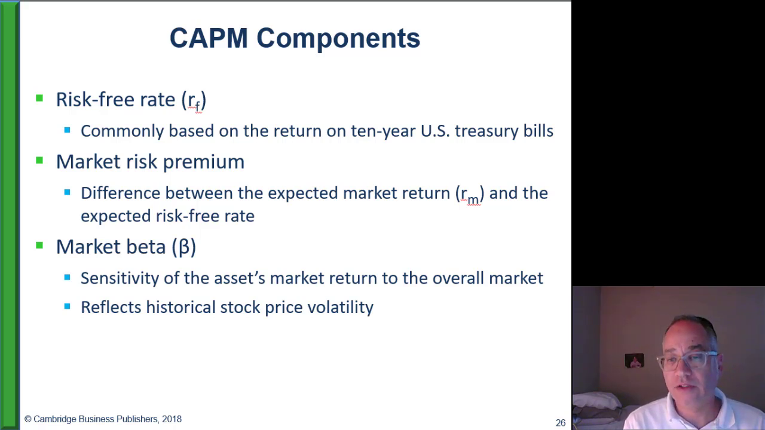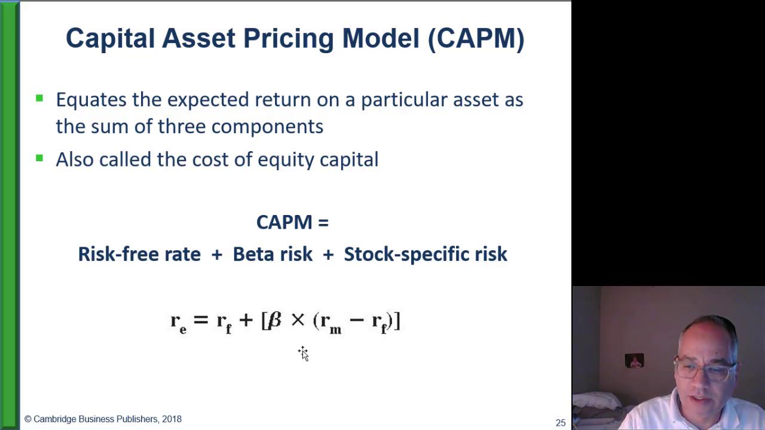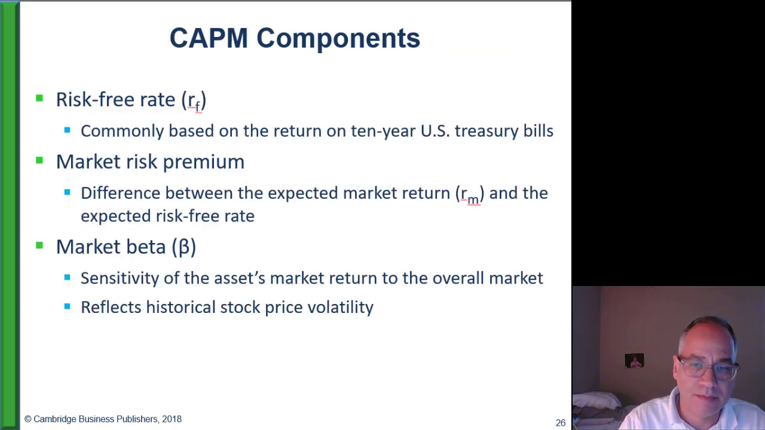The risk-free rate is usually based on 10-year U.S. Treasury bills, because that's as safe an investment as you could possibly get. So whatever return investors are pricing into the 10-year Treasuries, that would be what we call the risk-free rate. The market risk premium would be the difference between the expected market return and the expected risk-free rate. It's shown in the below formula as RM minus RF, because that's the additional return that you would expect from this particular investment.